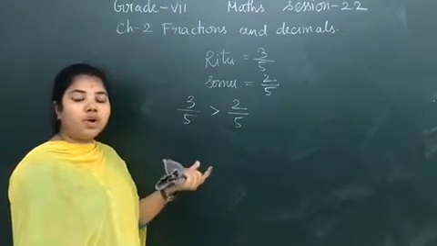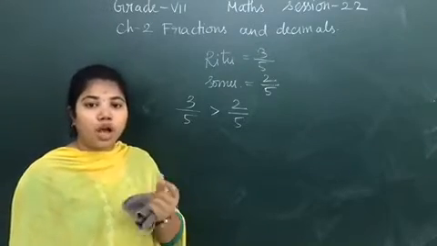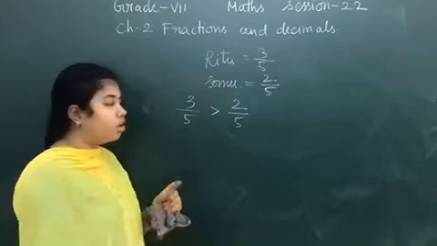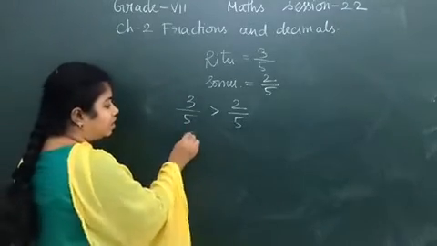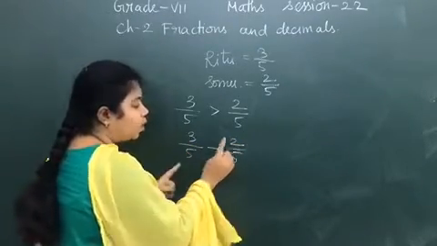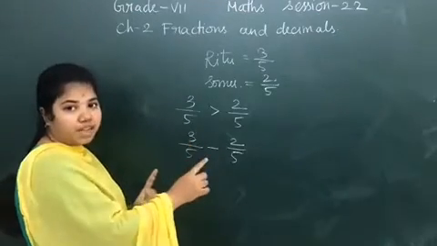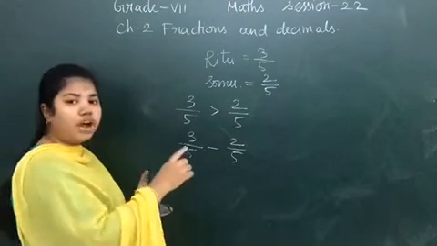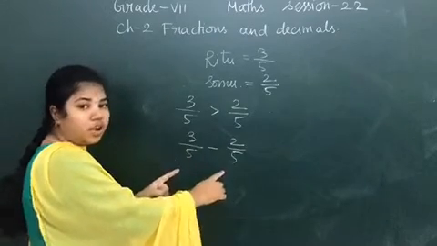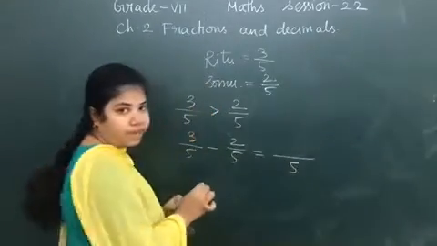So how will you find out? Already in the previous sessions I told you that how much more, how many more indicates subtraction. So subtract these two numbers. 3/5 minus 2/5. Now what is the basic operation between the two fractions? It is subtraction. So what do you have to notice? You have to notice the denominators. My denominators are the same. Very good. So let us consider that as the common denominator.